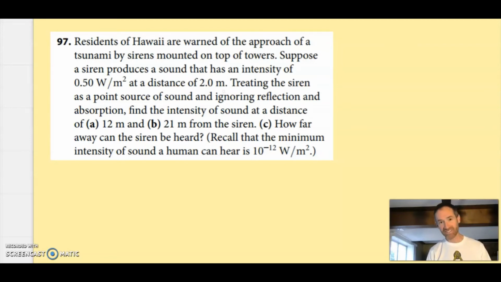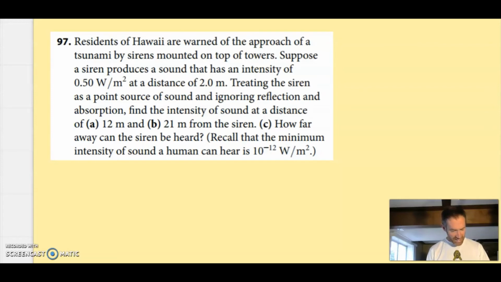Now, when I first read this, I thought, man, they could crank it up a little bit, because usually they say that the threshold of pain is 1 watt per square meter, and this isn't even there. Now, you'd think if you were standing 2 meters from a tsunami siren, you'd have to hold your ears. So I thought, wow, they should really crank it up. But then you watch at the end at what the answer comes out to be, and maybe the joke's on me, and maybe I don't know what I'm talking about.